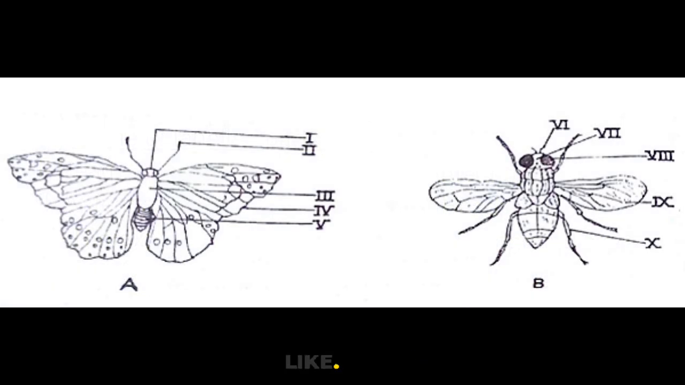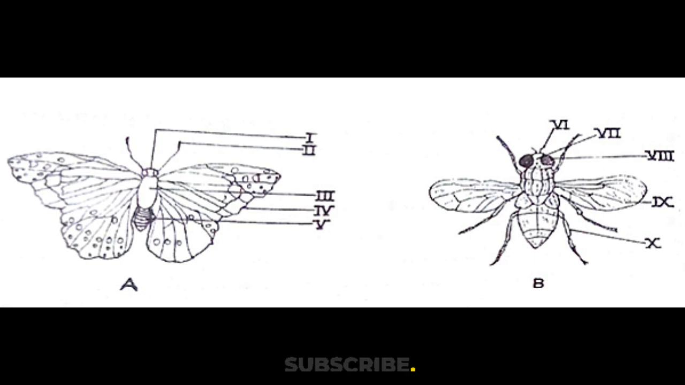For the butterfly, you have the eye, which is the head. See, the eye is for only the butterfly. I didn't put the eye in the housefly. I is thorax. IV is forewing. V is the abdomen. VI is the antenna. Okay, that's for the butterfly.